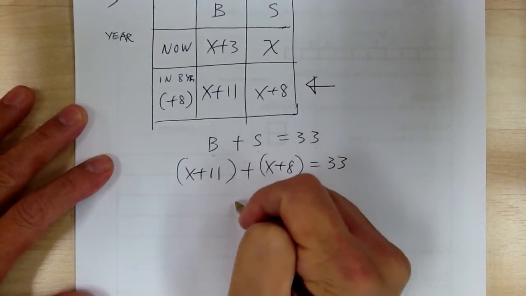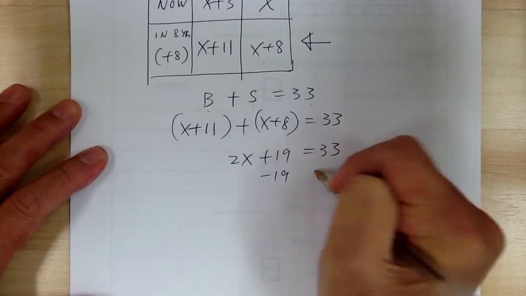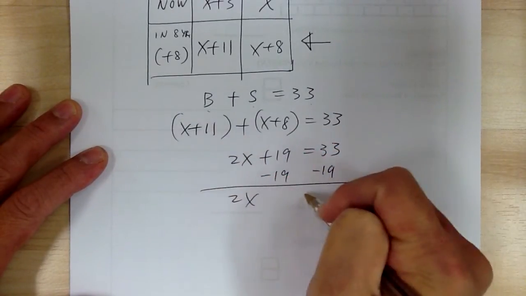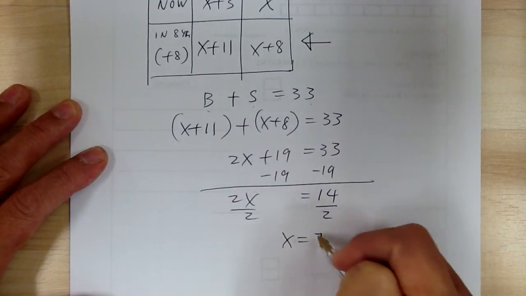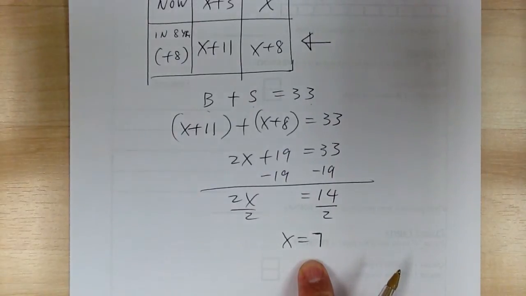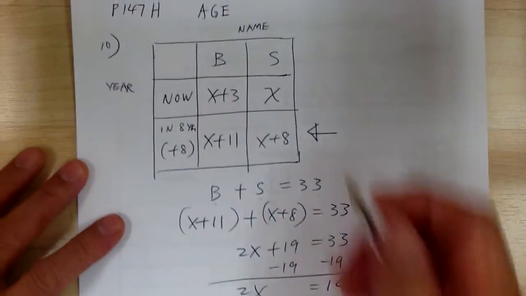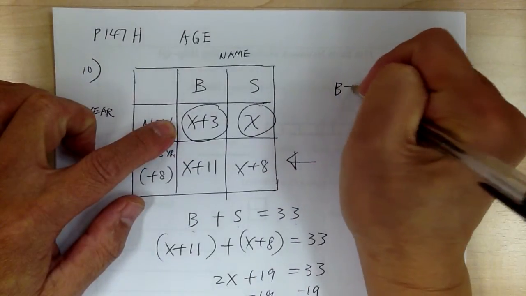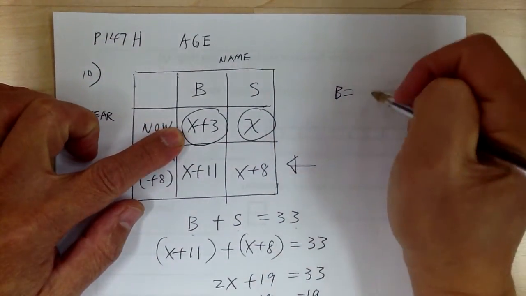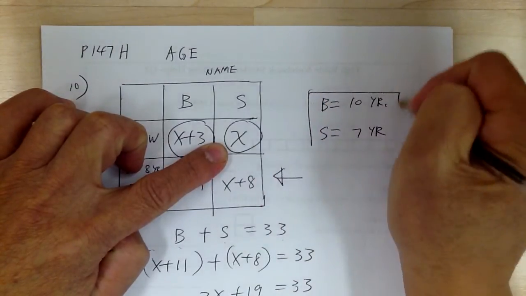So now you can go and solve. You got 2x plus 19 equal to 33. Minus 19, so 2x equals 14, divided by 2, divided by 2. So x equals 7. Now don't box this yet. You have to go back and answer the question. It asks, how old are they now? So you're looking for those two. Bill is x plus 3, so Bill would be 10 years old. Susie is x, so she would be 7 years old. And that's what you want to box.